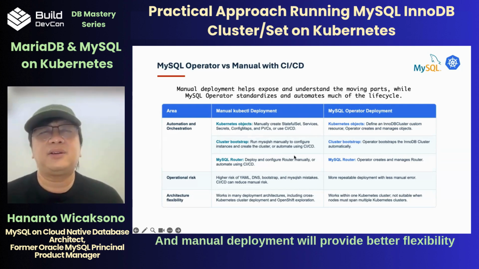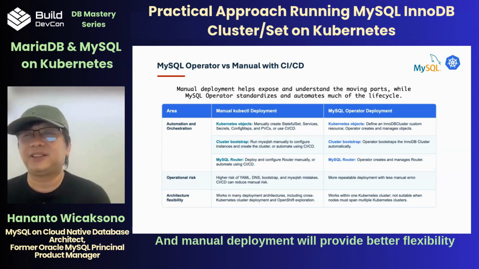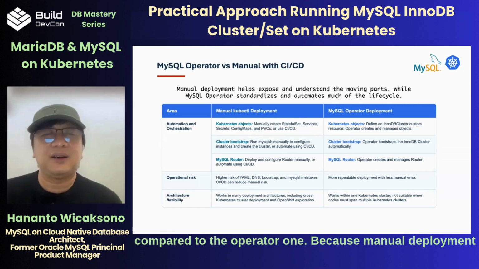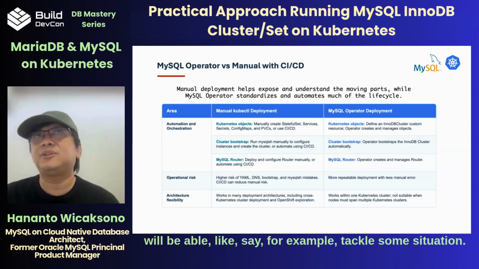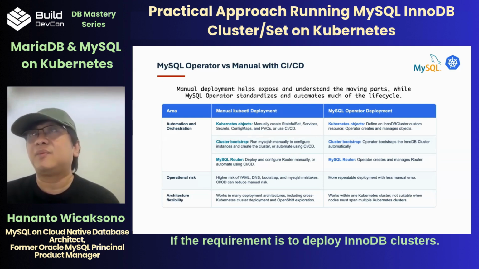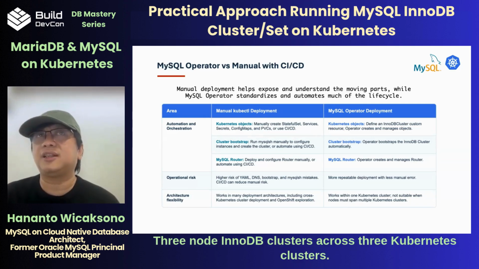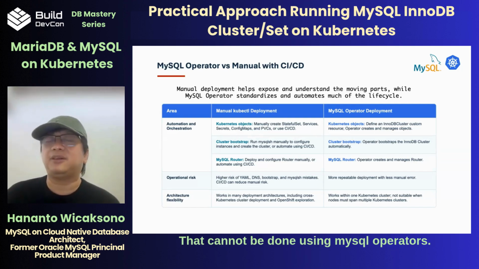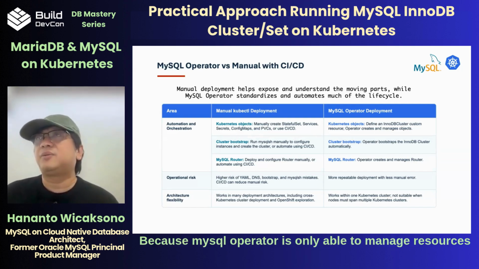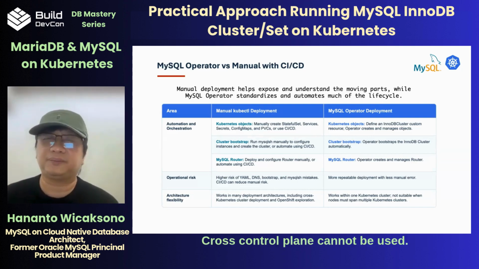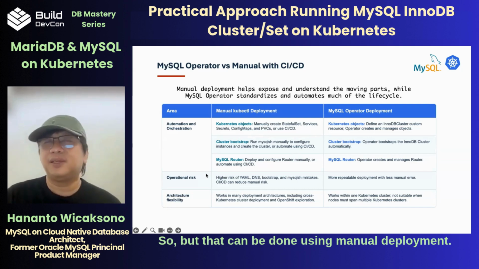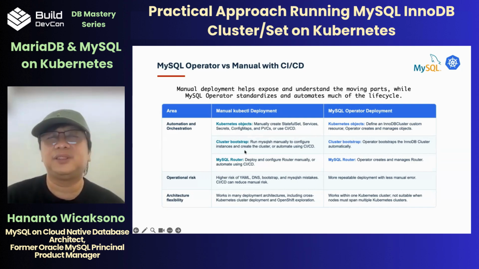And manual deployment will provide better flexibility compared to the operator one, because manual deployment will be able to, for example, tackle a situation where the requirement is to deploy a three node InnoDB cluster across three Kubernetes clusters. That cannot be done using MySQL operator, because MySQL operator is only able to manage resources that belong to the same control plane. Okay, cross control plane cannot be used. But that can be done using manual kubectl deployment.